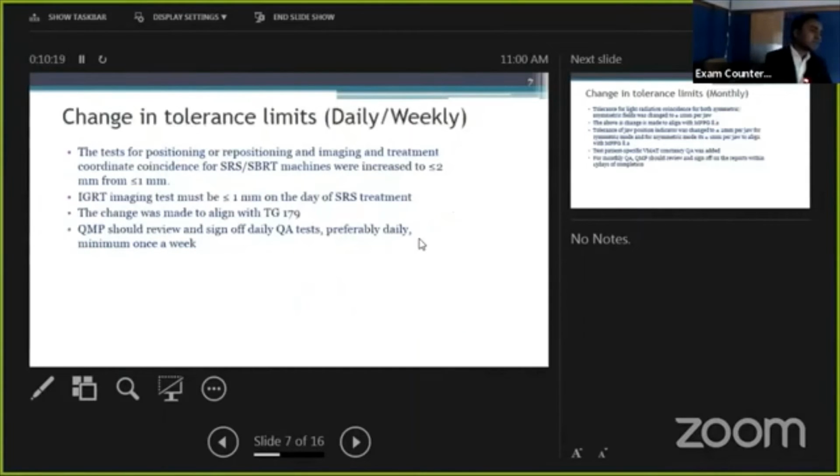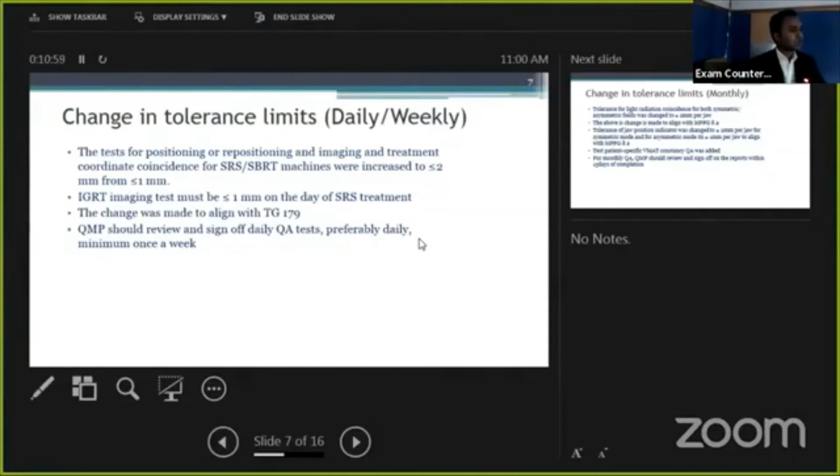Okay, change in tolerance. In daily and weekly tests, the change in tolerance is for the test of positioning and repositioning of imaging and treatment coordinates for the SRS SBRT machine. It's increased from 1 mm to 2 mm, with the exception of the day of SRS treatment, where you are using IGRT with SRS treatment. On that day, the QMP is liable to validate that the tolerance should be 1 mm. Otherwise, for imaging for QA purposes, it is 2 mm.